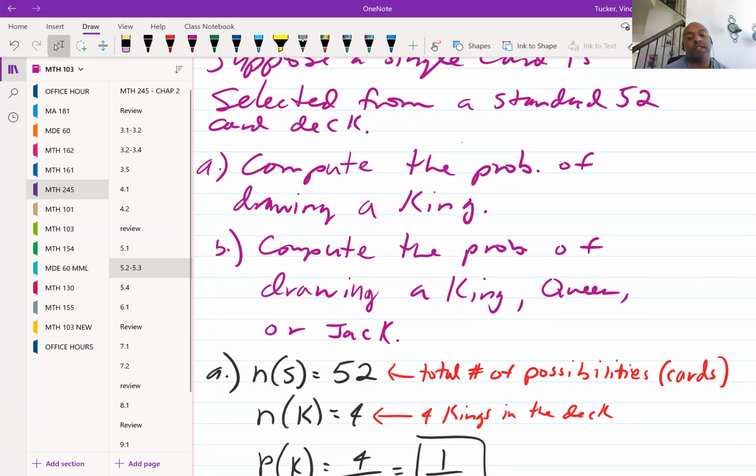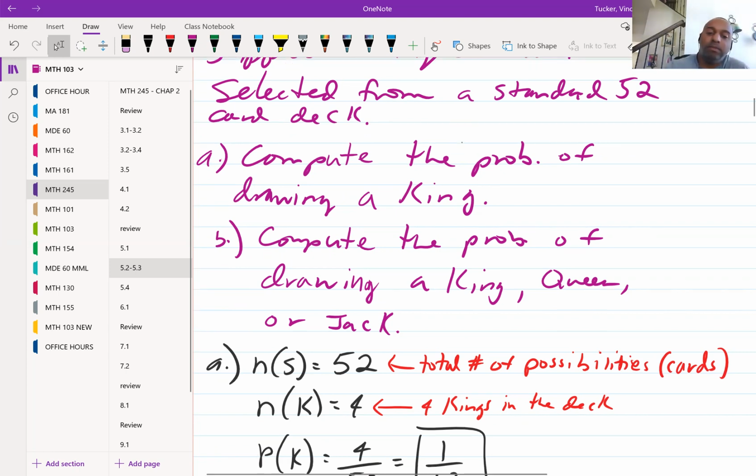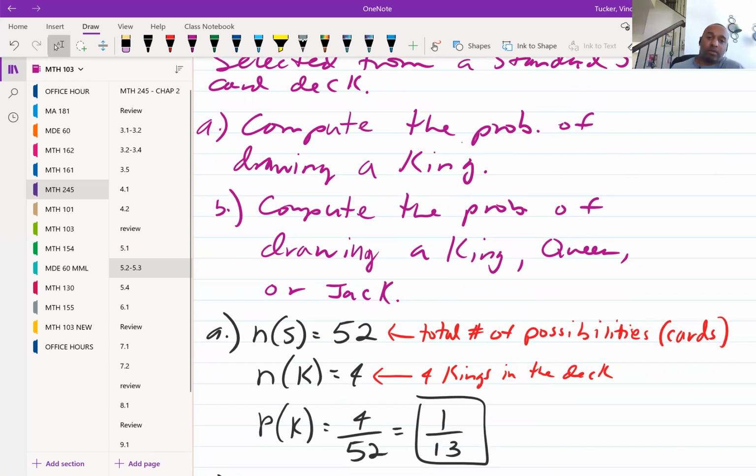Then the total number of kings. We have 4 kings in each deck because we have 1 for each suit. Remember the first, we just want to know what's the probability of drawing a king. So probability of drawing a king would be 4 over 52, which would simplify to 1 over 13.